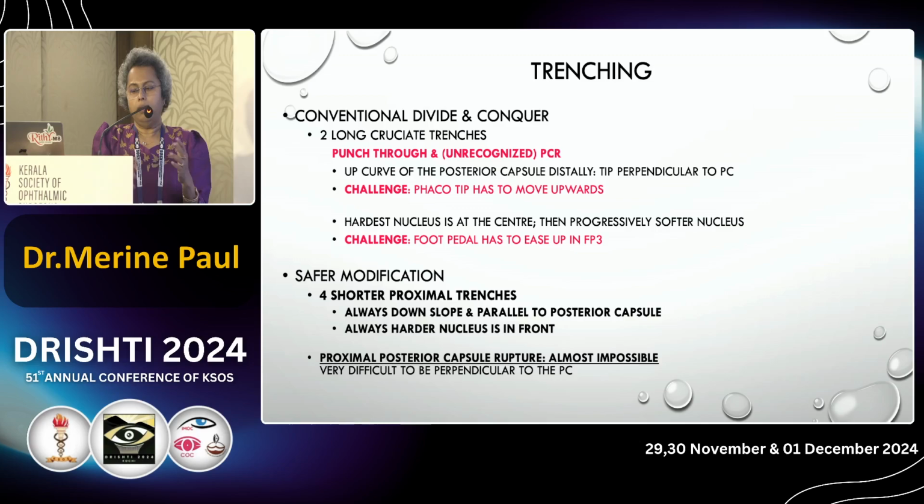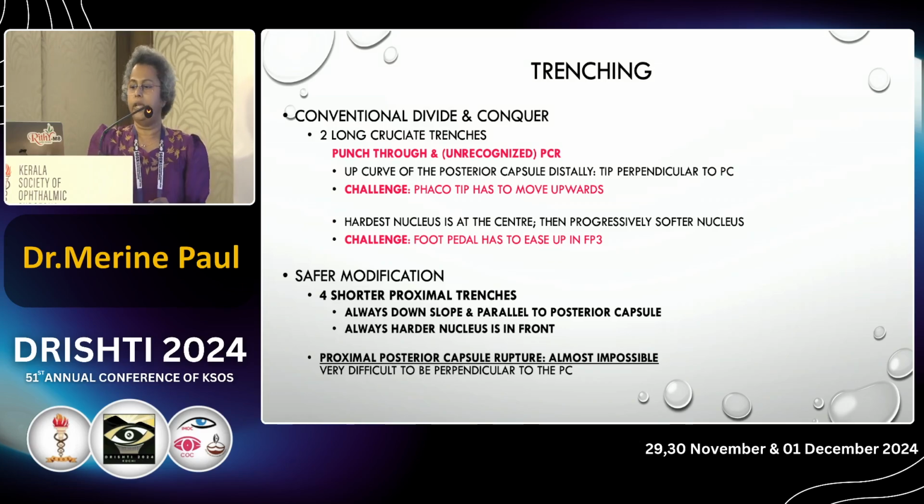Another problem is that the hardest part of the nucleus is in the center, and once you finish that and you're still trenching, you're actually entering the softer part of the nucleus, and that comes off much faster than you would imagine. And again, there is a risk of PCR. So these are the things where you need to be a little careful.